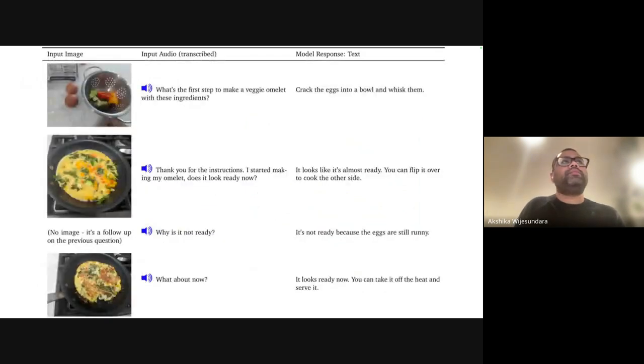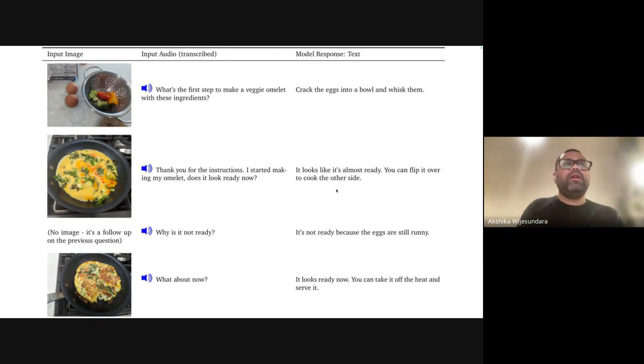Yeah. So this is another example where they give an image and then audio input. So like what's the first step to make a veggie omelette with these ingredients? And then model response, crack the eggs into a bowl and whisk them. And then you provide this image with no caption. Thank you for the instructions. I started making my omelette. Does it look ready now? So yeah, the first one, and then yeah, it looks like it's almost ready. You can flip it over to cook the other side.